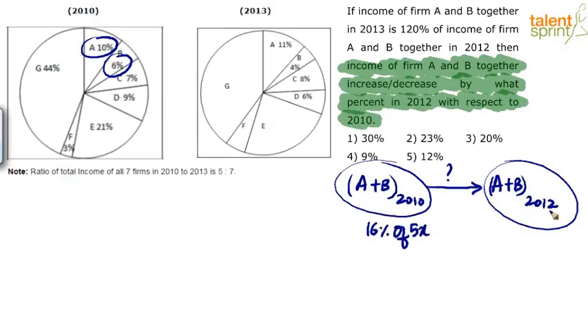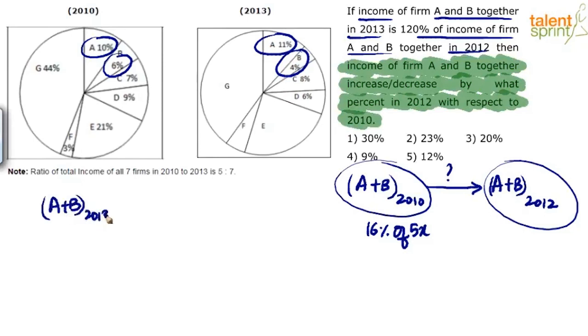What we have to find out is how much is A and B together in 2012. And for that, there is some information given here. What is it? The income of A and B together in 2013 is 120% of income of A and B together in 2012. Now what is income of A and B together in 2013? 11% plus 4%, 15%. See, A and B together in 2013 is 11 plus 4, 15%. 15% of what? 7x. Now this 15% of 7x is equal to 120% of income of A and B together in 2012. A plus B in 2012.